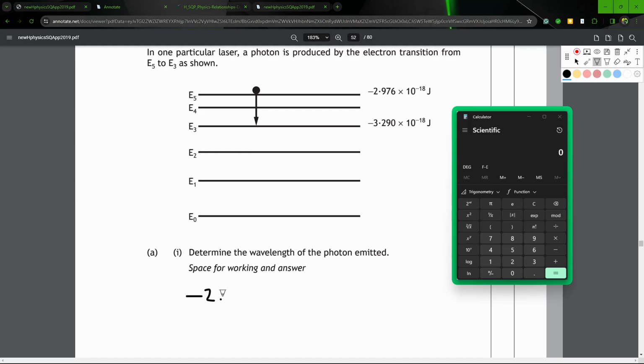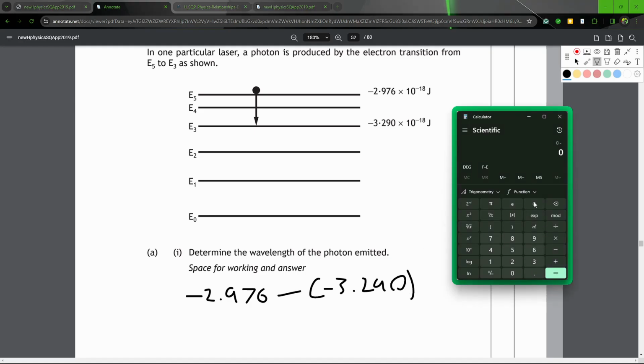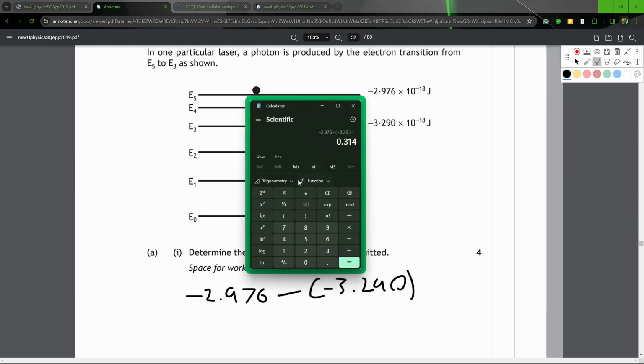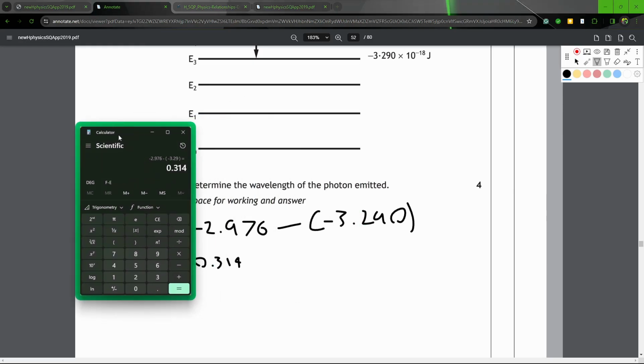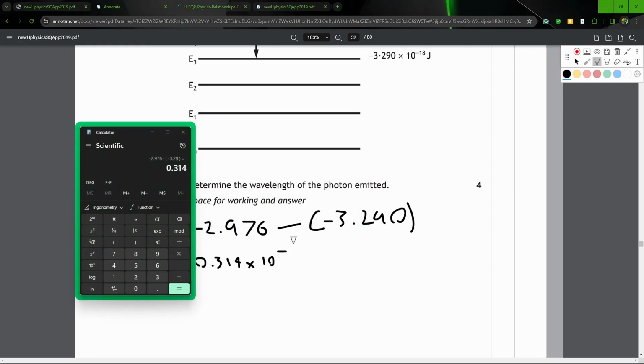So I'm going to take these numbers away from each other. I'm not going to bother with the scientific notation because they're the same power of 10, so I can take them away all I want. And it makes the calculations a bit simpler. And we get 0.314. So then that would be multiplied by 10 to the minus 18.